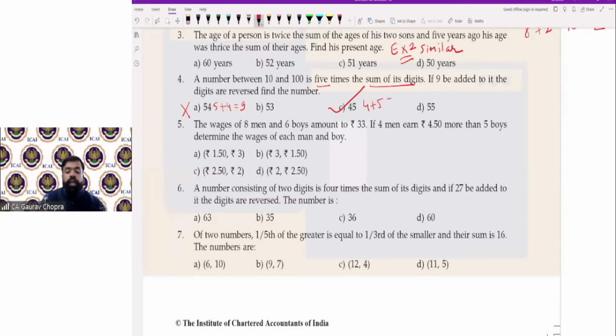So 4 plus 5 is 9, and 5 times 9 is 45. So both conditions are satisfied. The second condition says if 9 is added, the digits are reversed. So 45 plus 9 becomes 54. So the digits are getting reversed. All right, so the correct answer is option C.